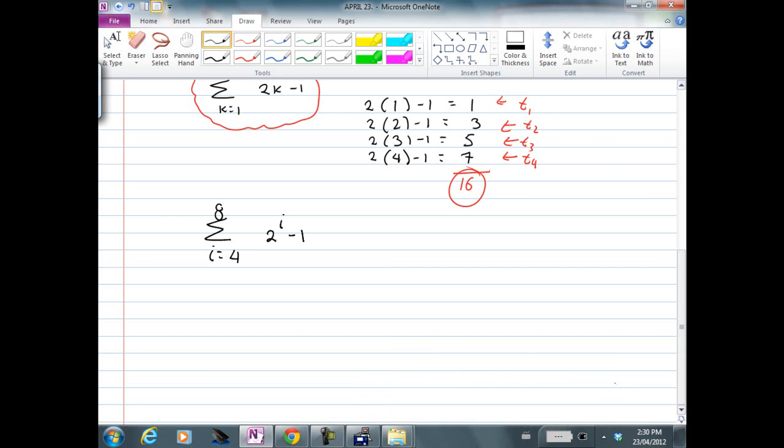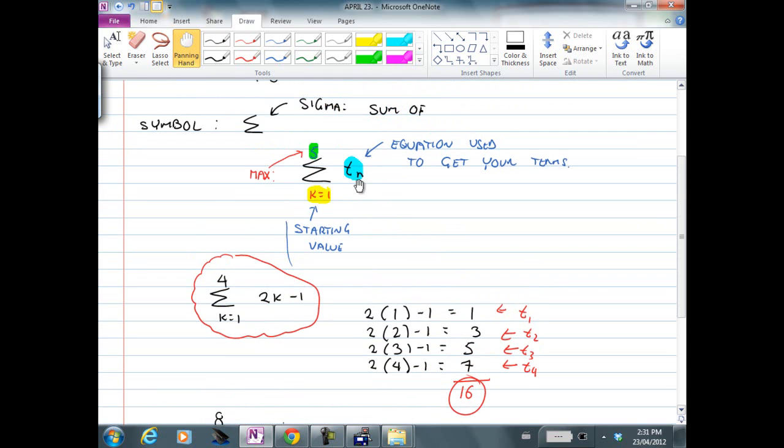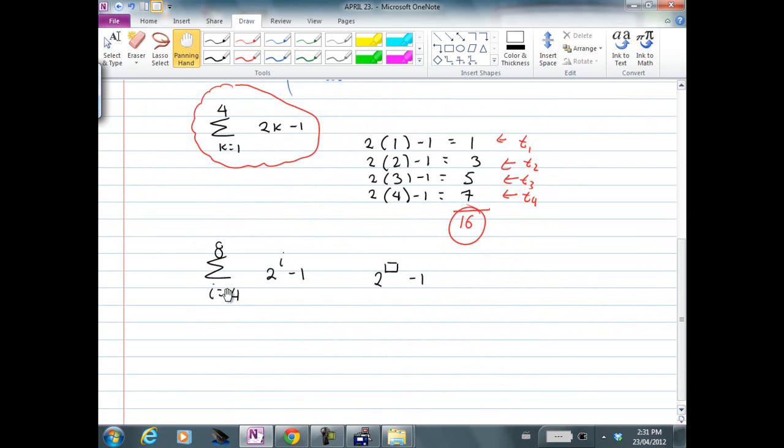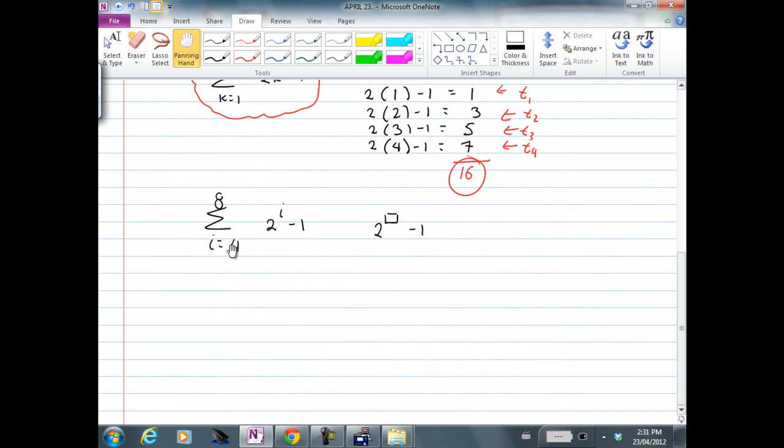I'm going to show you the first term for now. To find the first term, I go 2 to the power of some number minus 1. What number goes here? 4. This is your starting value. The bottom number, you look for your starting value. The bottom has to tell you what you have to start with. This is 4. So erase this, we put 4.